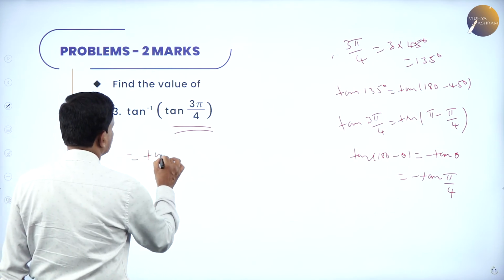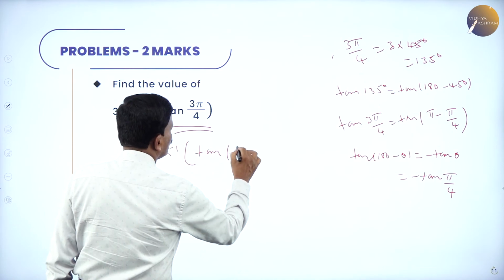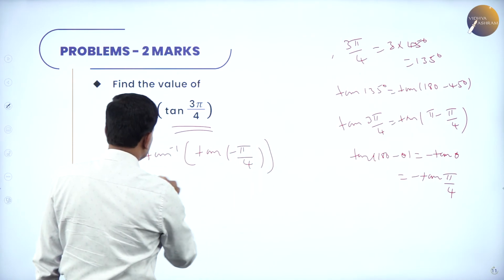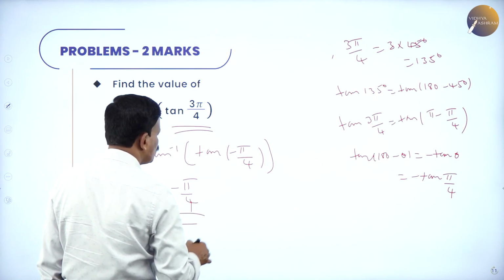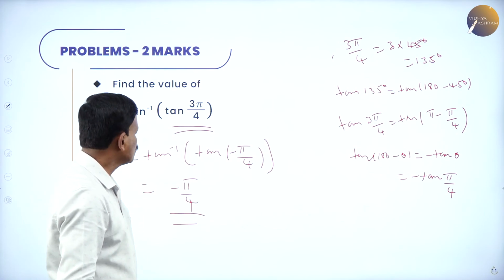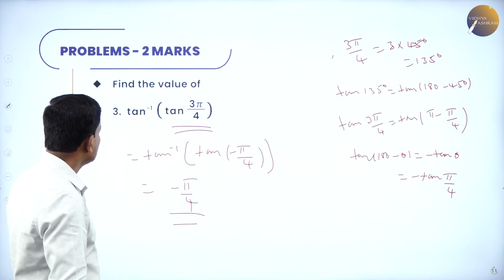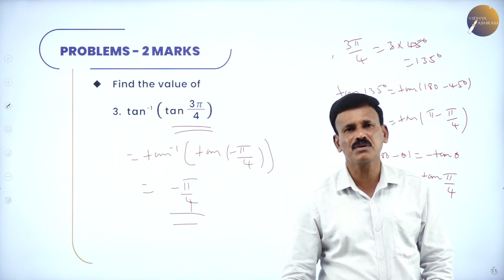This given expression can be written as tan inverse of tan of minus pi by 4. So tan inverse gets cancelled. This is equal to minus pi by 4, because the range is from 0 to plus or minus 90 degrees. So the value of tan inverse tan 3 pi by 4 is minus pi by 4. This is the simplified answer.